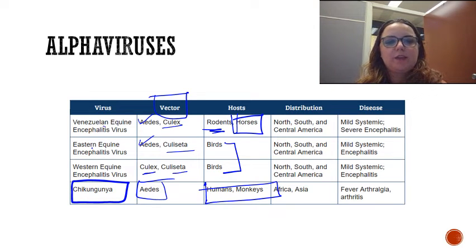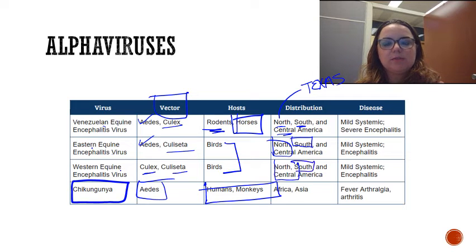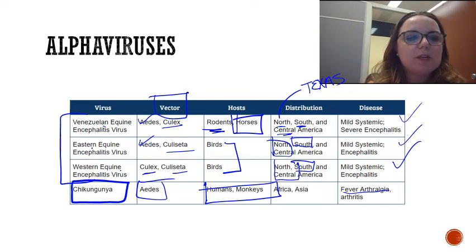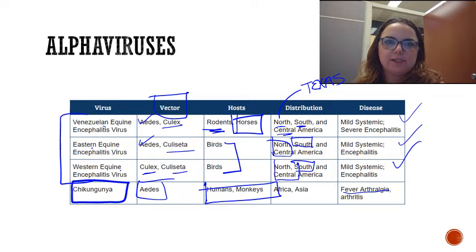So like I said before, Venezuela, we're largely talking about South and Central America. There are a couple cases in Texas, potentially, but that's about as far north as it's currently going. Eastern equine encephalitis, this one is more in North and Central America with a few in South. And then Western equine, again, we're talking about North and Central with a little bit of South America. And you can see that each of these can cause encephalitis. Chikungunya tends to be more of like a fever and arthralgia, arthritis. So that's kind of a difference in what we see in the alpha viruses. So we're going to focus on the equine encephalitis viruses here.